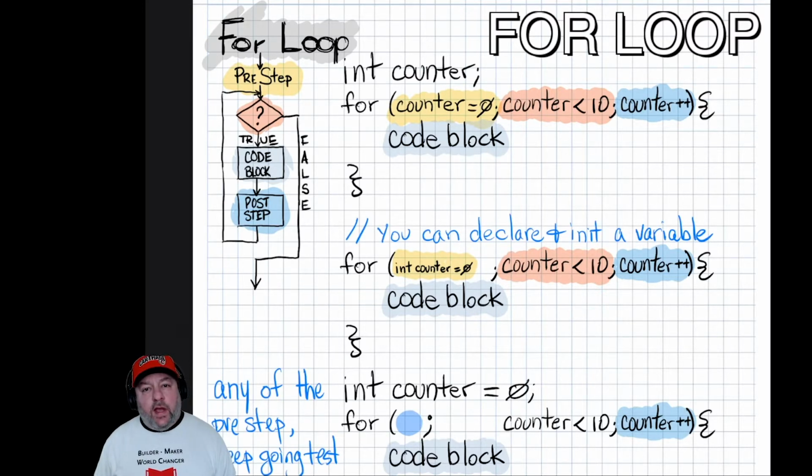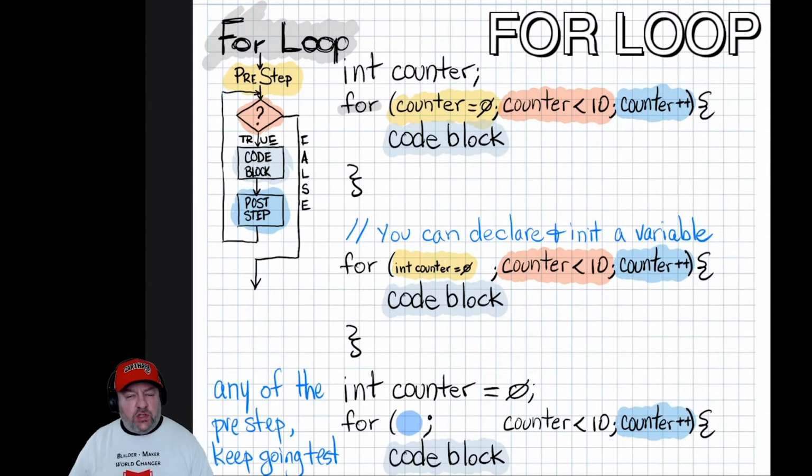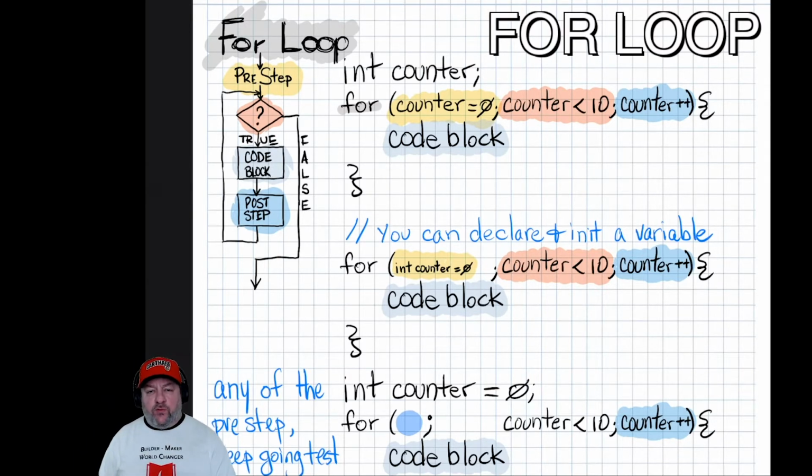So the for loop has this structure. It is the word for, followed by an open parenthesis and some stuff and a close parenthesis, and then a code block. The stuff that goes inside the parenthesis is divided up into three sections. You have a pre-step, a keep going step, and a post step. Let's take a look at the picture on the left and see what I mean.